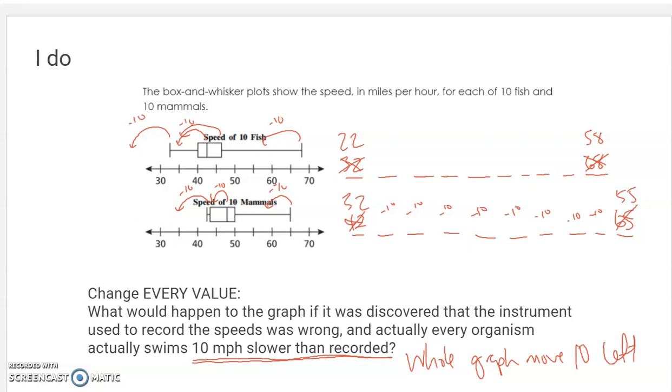And we'd have the same shape. They'd be the same spread out. Nothing else would change except everything would be 10 to the left. All right, open up your math notebook.